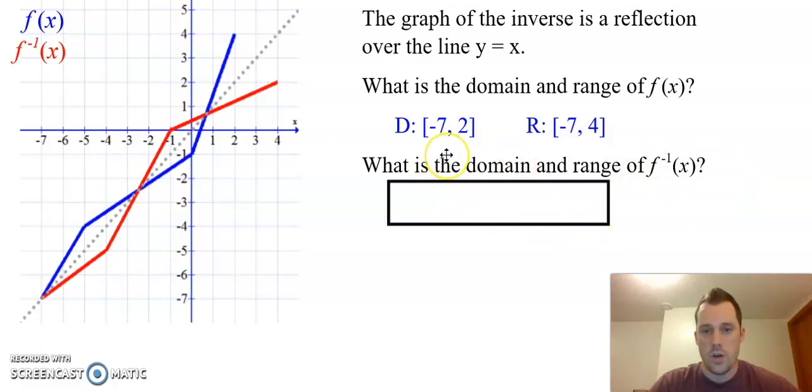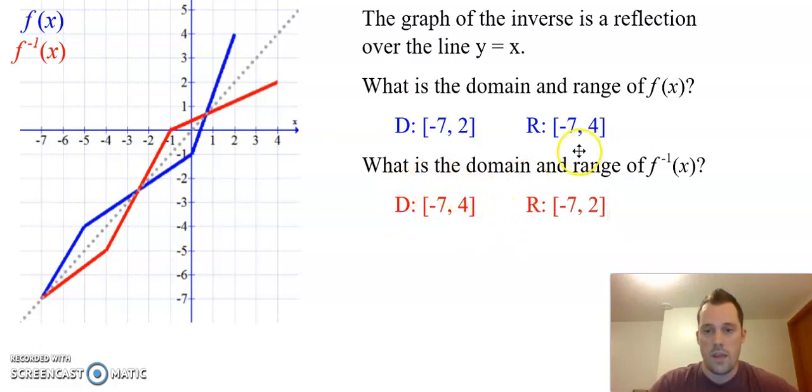So then our domain and range for our inverse, well, remember we just flip x and y around. Domain is x, range is y, so we flip those values around. And our domain for f inverse is the range from f, and vice versa for the range of the inverse and the domain of our original function.